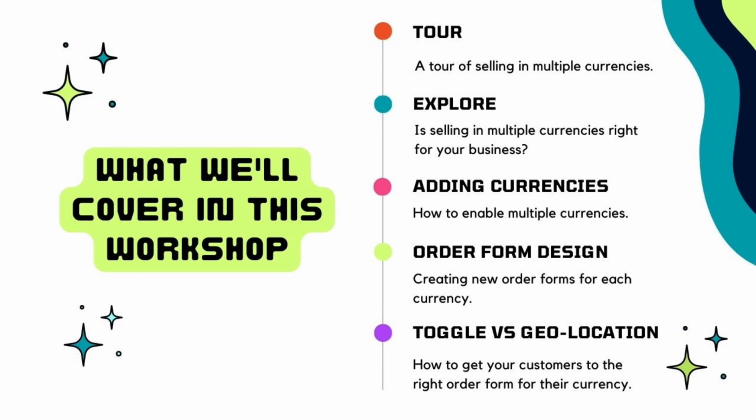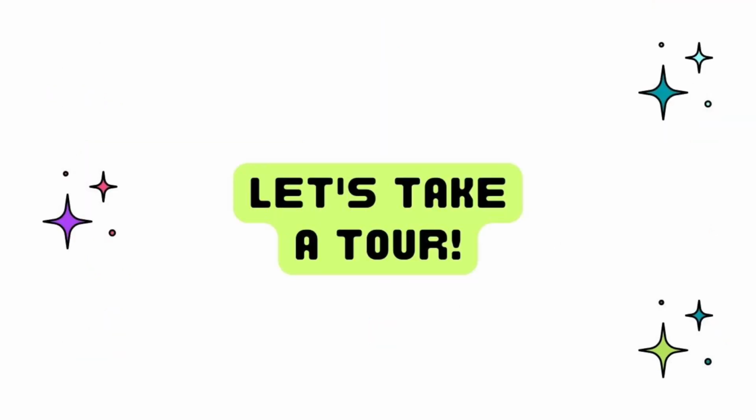Next, we'll start adding currencies. You'll see how to enable multiple currencies on your AccessAlly site. We'll cover order form design. This is the part where we'll create new order forms for your currencies and also order forms for those currencies inside your offerings. And then finally, we'll wrap up with toggles versus geolocation. This is designed to help you know how to get your customers to the right order forms for their currency.